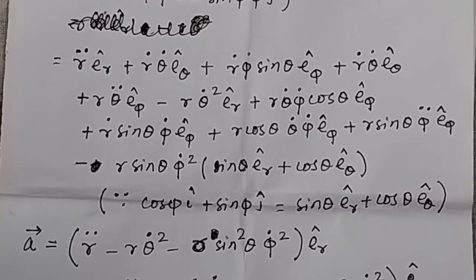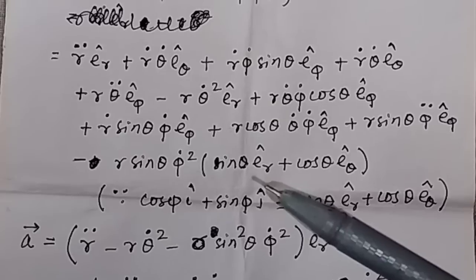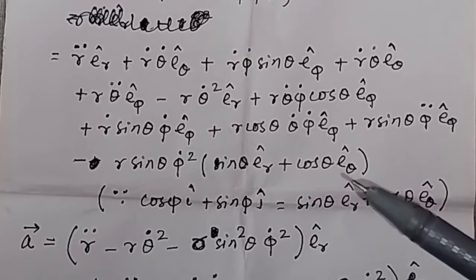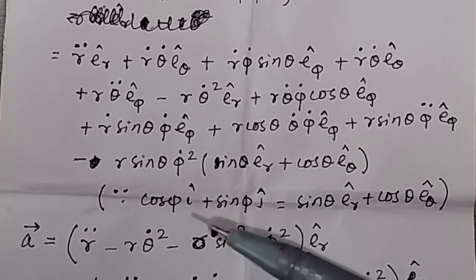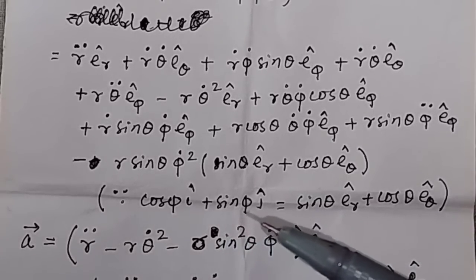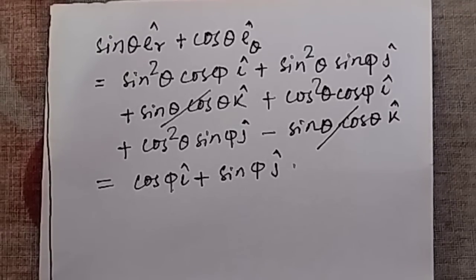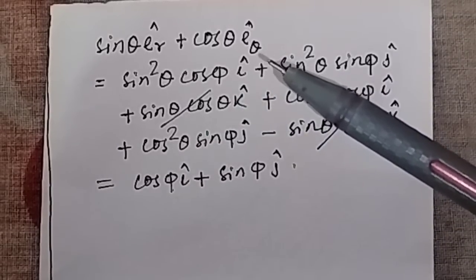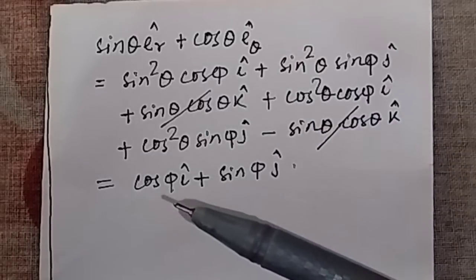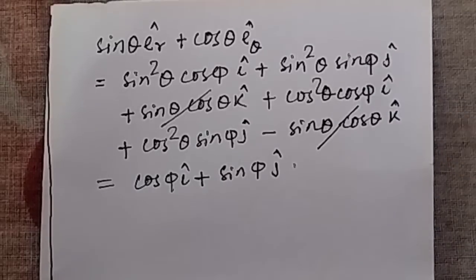And here you will have a value, that is cos theta er cap plus cos theta e theta cap. And if you solve it, it will be equal to cos phi I cap plus sin phi j cap. I have solved it here. If you solve cos theta er cap plus cos theta e theta cap, then you will get cos phi I cap plus sin phi j cap. You can solve it.